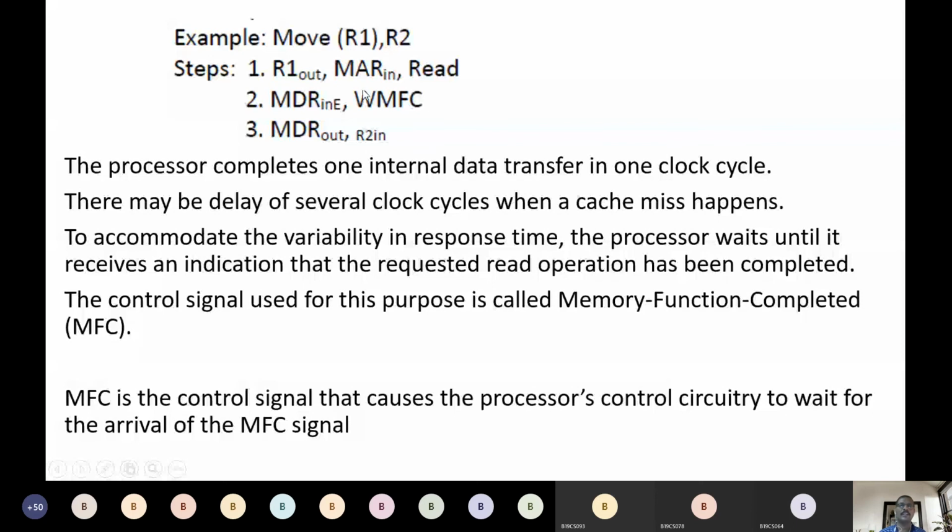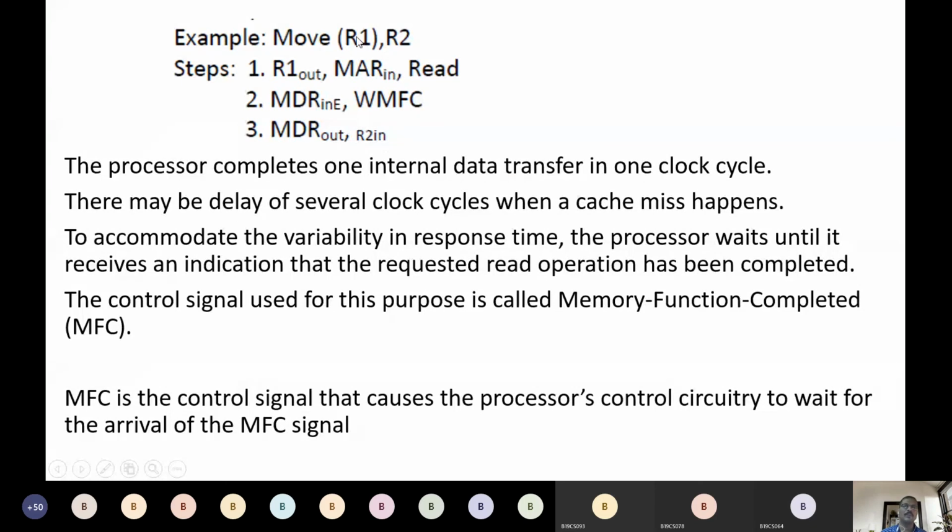Now the completion of the transfer of data from main memory to the processor's MDR register is indicated by this control signal, which we call the memory function completed signal. Now the data exists in MDR, which we got from main memory. Now we need to send it from MDR to the R2 register. How do we make it? We make the out signal and then data flows to the R2 register.